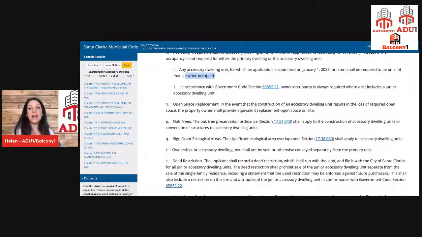As of now, across the state, junior ADUs do still have the owner occupancy requirement. Just as mentioned before, a junior ADU has to be part of your main home, is only allowed for single family properties, and is limited to 500 square feet or less. Across the state, there is an owner occupancy requirement, so the owner has to live in either the house or the junior ADU.